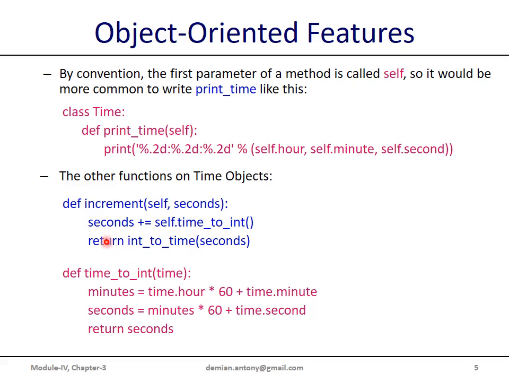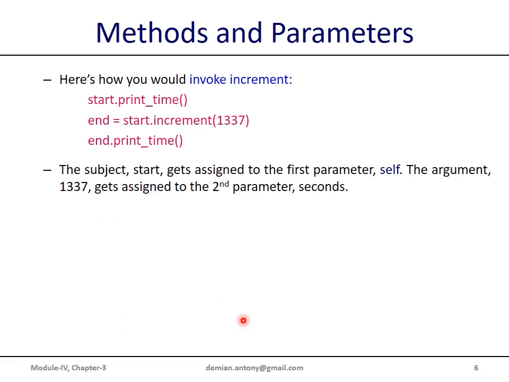And also we can represent the time to integer and integer to time again in this pattern. We have time to integer with self, the object time, and so on. This is how we can access the functions. We can print the time object using start.print_time, and the end time we can get with start.increment with some seconds, and we can even print the time using end.print_time.